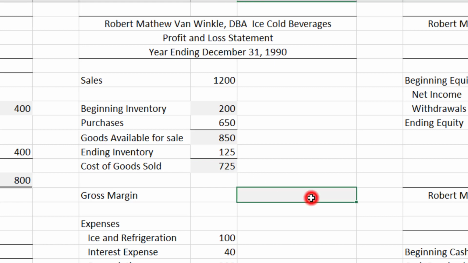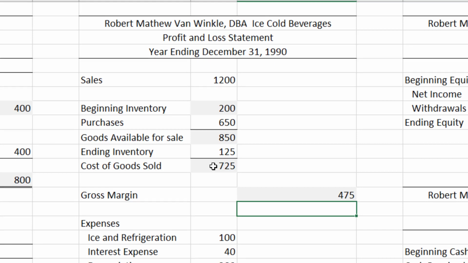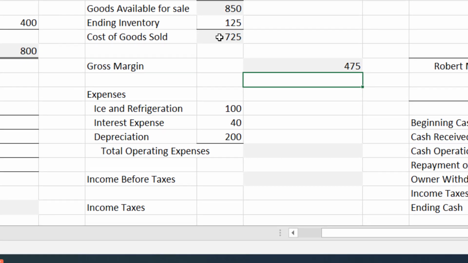Now we're going to calculate the gross margin. The gross margin is going to be the sales of $1,200. So we'll type an equal sign, click on the $1,200 number for sales, minus our cost of goods sold. So click on the $725 cost of goods sold number and press enter. And that gives us our gross margin. You might see this go by a different name. You might see it called net or margin or something like that. In any case, we figure out the revenue we brought in and we back out the cost of the stuff that we sold, and that gives us this margin number.